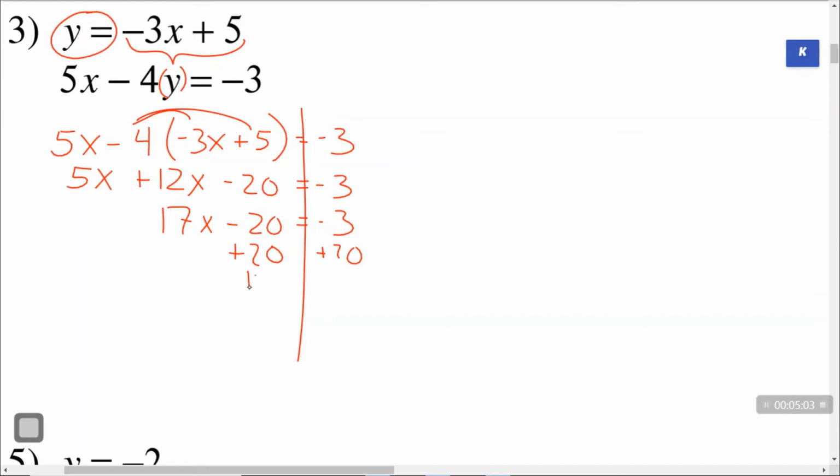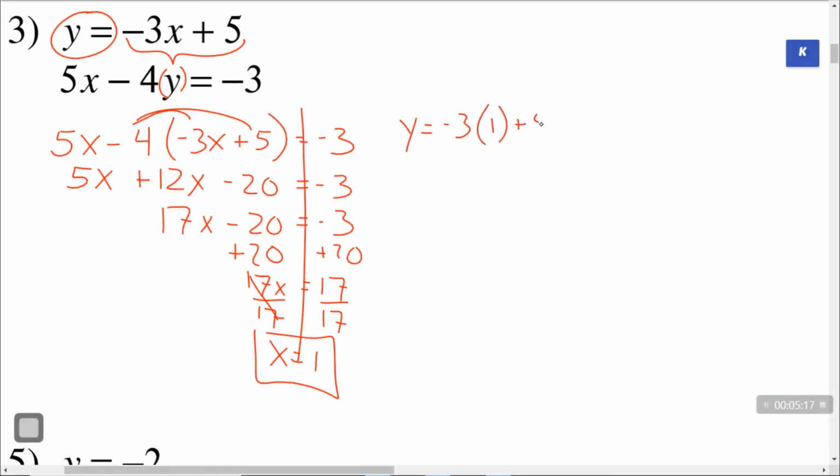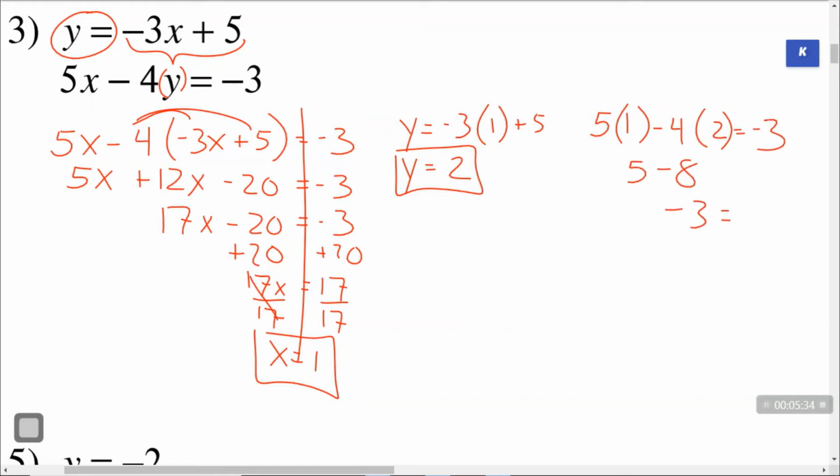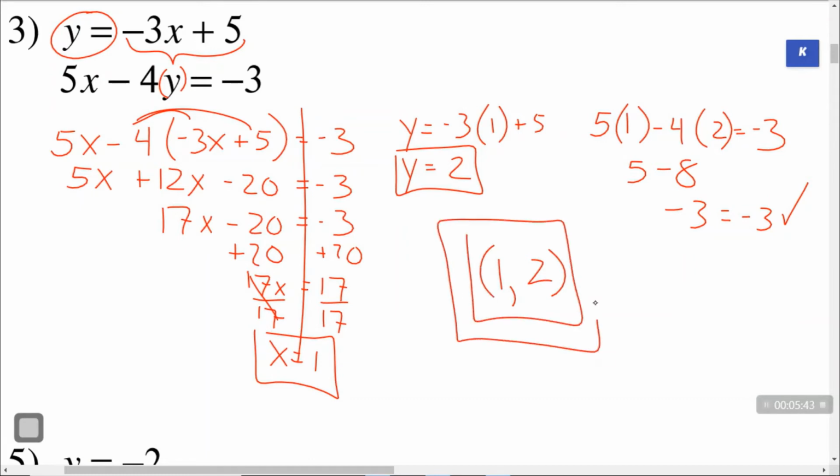And start to get x alone. All right, I got x. Once I find x, I've got to go back and find y. Negative 3 times 1 is negative 3, plus 5 is 2. And I'm going to check to make sure that it works. 5 times x, which is 1, minus 4 times y, which is 2. And I get 5 minus 8, which is negative 3. Therefore, it works. And I write my answer as an ordered pair, x, comma, y, with parentheses. And that is my final answer.